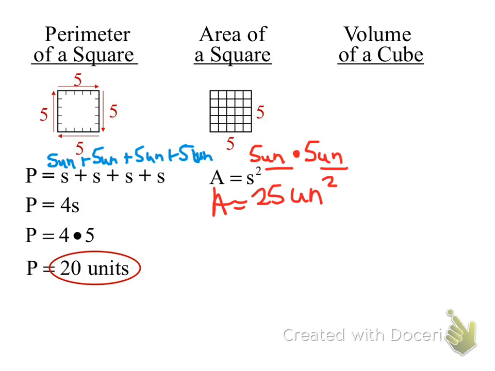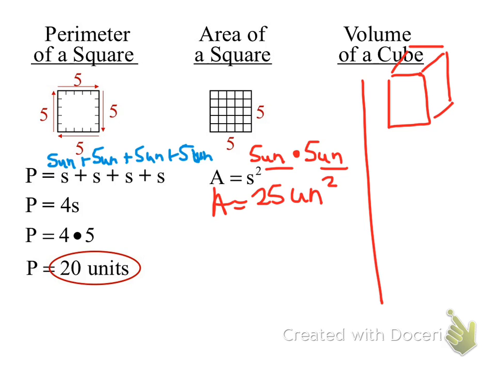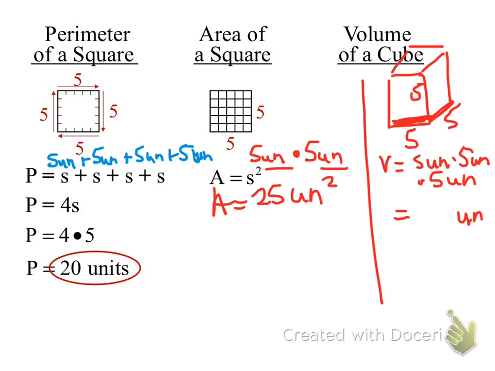Look what happens with volume. So I've got five units. 5 units, that's the length and the width, right? And now the height is also 5 units. So here I'm doing 5 units times 5 units times another 5 units. Okay? So units times units times units makes units cubed. And 5 times 5 times 5 is 125.